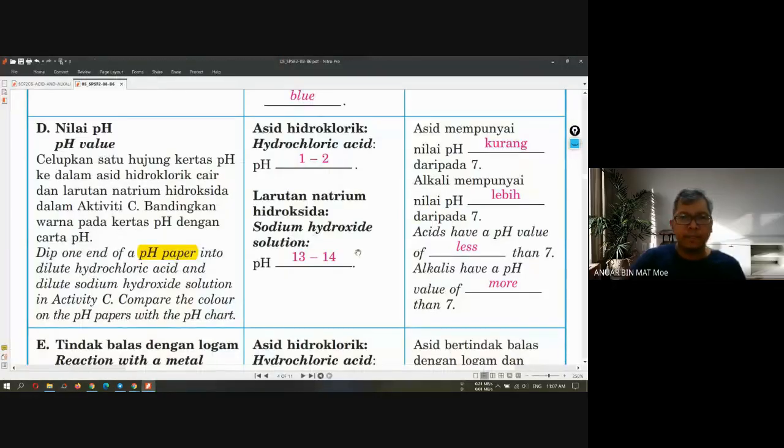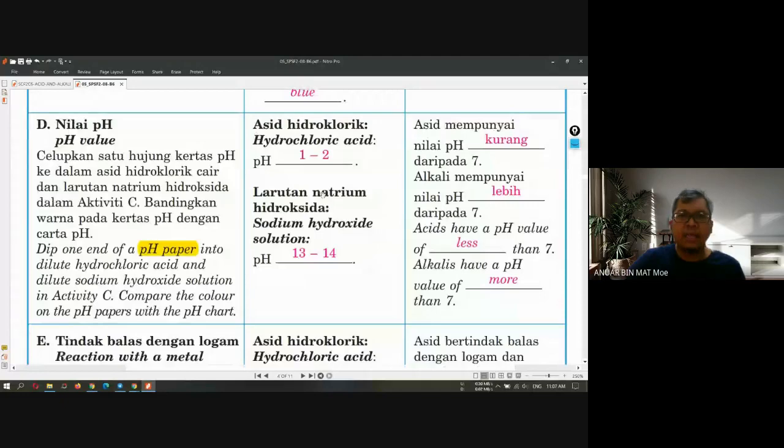All right. So, hydrochloric acid, you just write over here, is about pH 1 to 2. And then for sodium hydroxide, pH 13 to 14. And then what is the conclusion of the properties of the acid and alkali? If you are using the pH value, acid is less than 7, and alkali is more than 7.